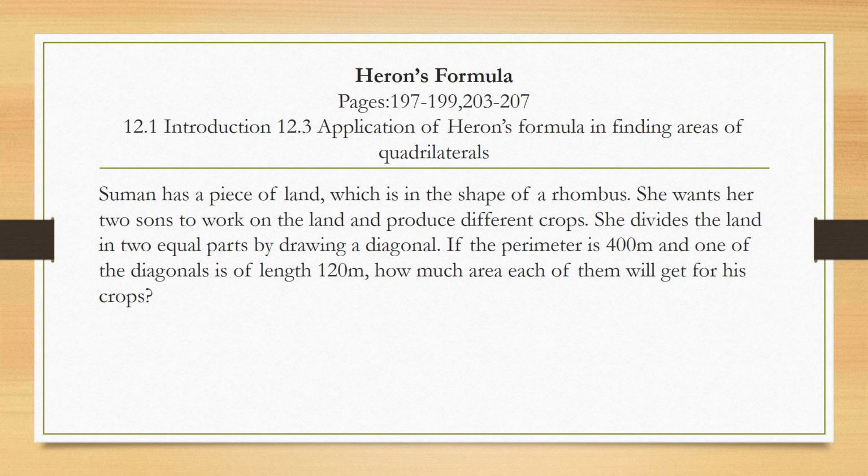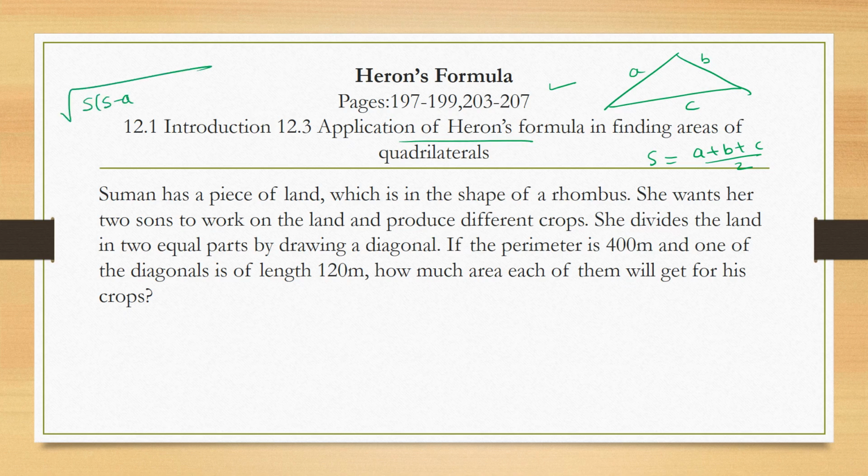Okay, chapter number 12, Heron's formula. Application of Heron's formula, that means exercise 12.2, is deleted. Okay, just a brief. Heron's formula says if you have three sides of a triangle, let's say ABC, you have to first find out the semi-perimeter. That means the perimeter is the sum of all sides and half of it is the semi-perimeter. Then the area of the triangle will be the square root of S, S minus A, S minus B, S minus C. So this is Heron's formula.